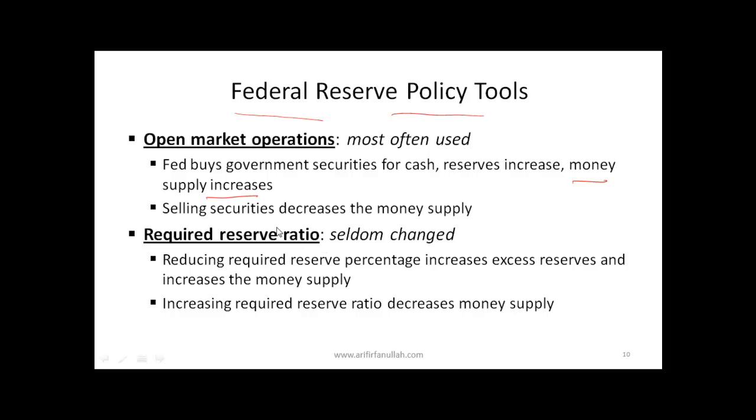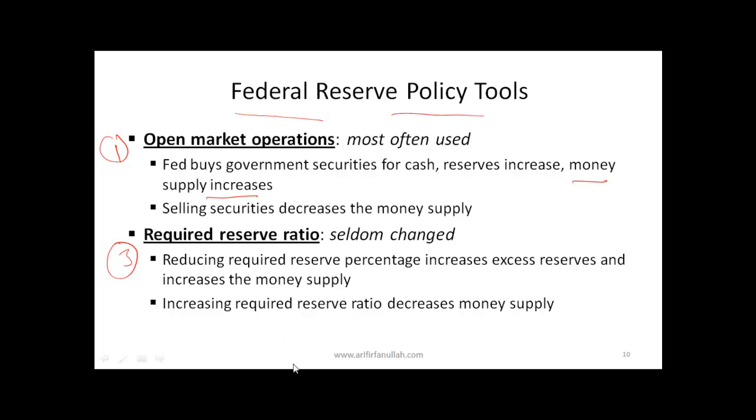Okay. Another policy tool is something called the required reserve ratio, and this is seldom changed. Okay, so I'll say this is number 1, this is number 3, and number 2 is actually on the next slide. So used most often is this open market operation. Every week or 2 weeks, the central bank will be doing an open market operation. Required reserve ratio changes very seldom.